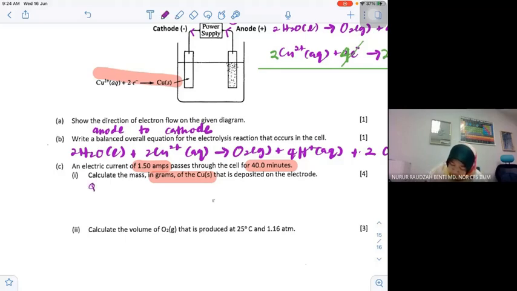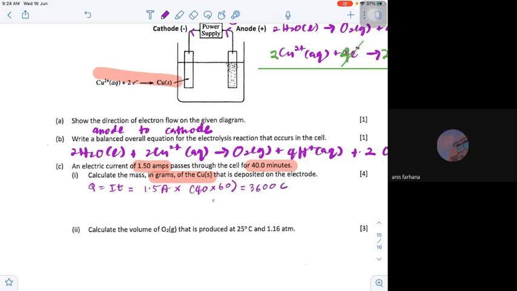The charge that is flowing is equal to I times t. So Q is equal to the I, which is 1.5 ampere, multiplied with the time, which is 40 minutes, multiplied with 60 seconds.